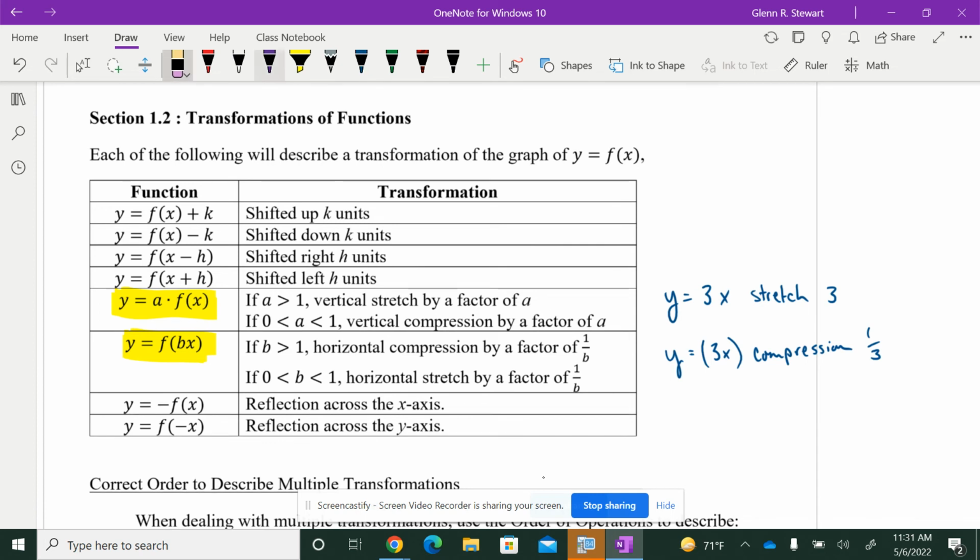On the other side of things, if I had y is equal to 1/3 x, this would be a compression by 1/3. But if I have y is equal to parenthesis 1/3 x, this is a stretch by 3.